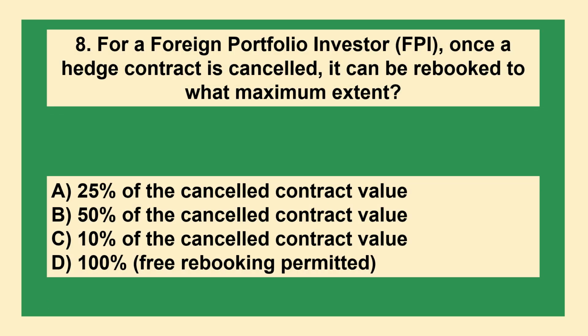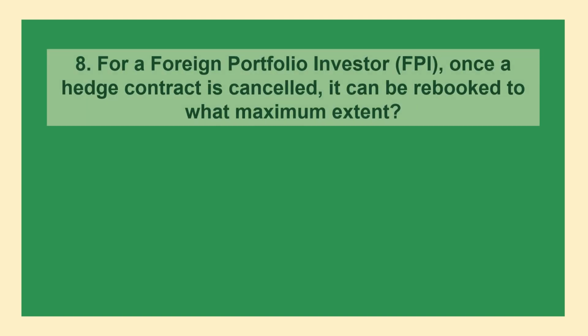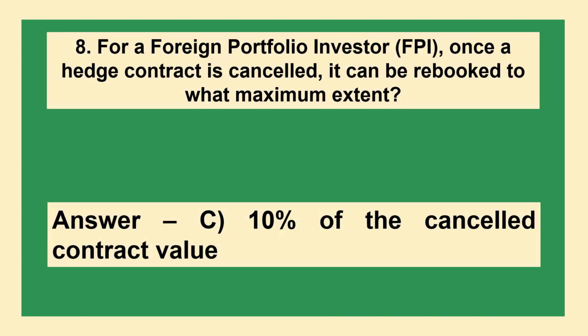For a foreign portfolio investor, FPI, once a hedge contract is cancelled, it can be rebooked to maximum what extent? Option A, 25% of the cancelled contract value. B, 50% of the cancelled contract value. C, 10% of the cancelled contract value. D, 100% free rebooking permitted. The answer is option C, 10% of the cancelled contract value.